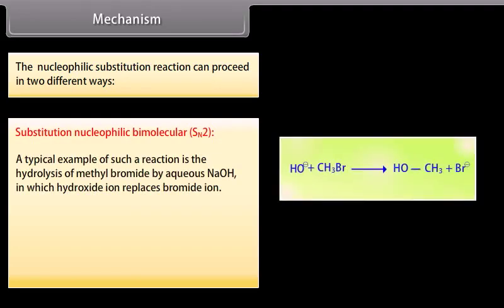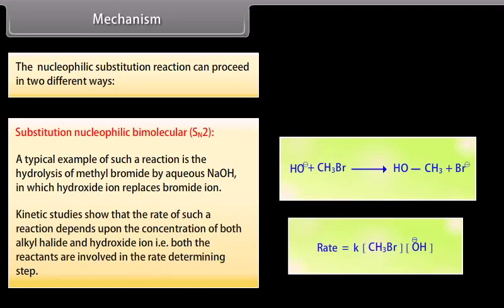A typical example of such a reaction is the hydrolysis of methyl bromide by aqueous NaOH, in which hydroxide ion replaces bromide ion. Kinetic studies show that the rate of such a reaction depends upon the concentration of both alkyl halide and hydroxide ion. That is, both the reactants are involved in the rate-determining step.